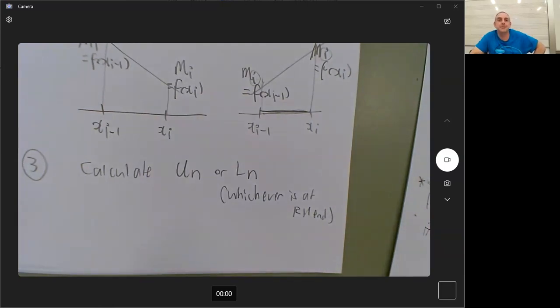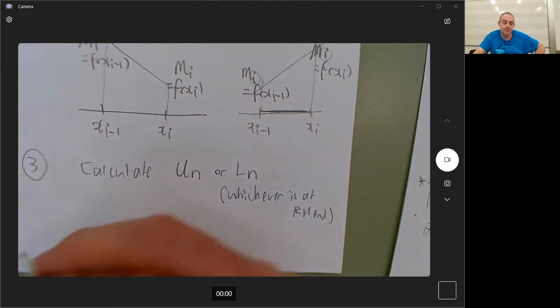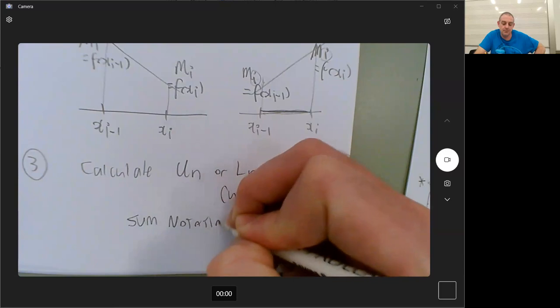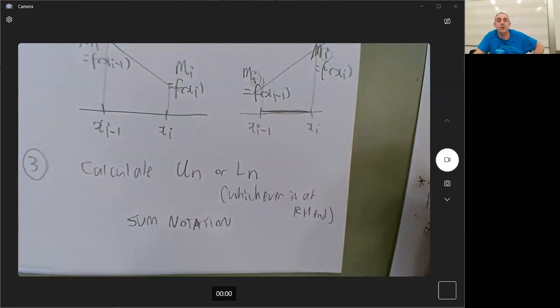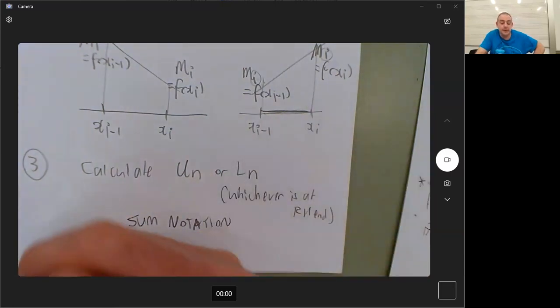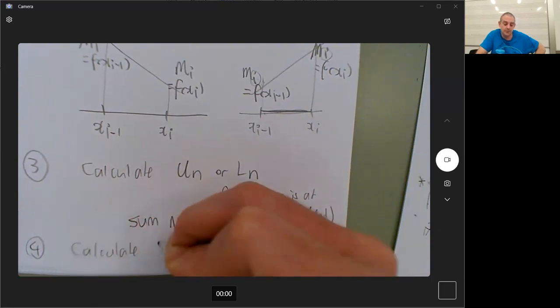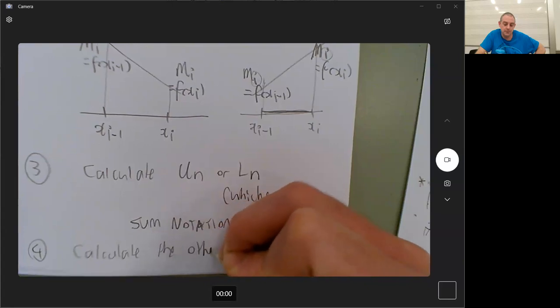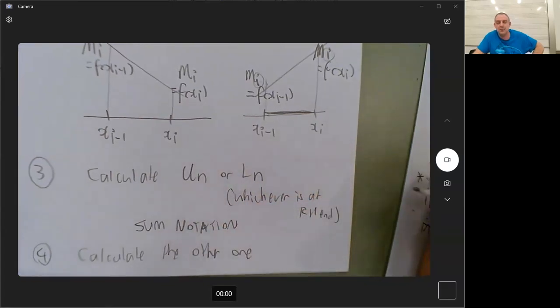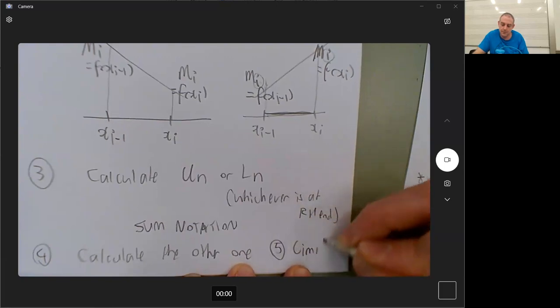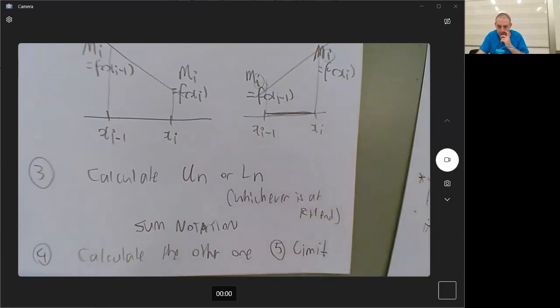There is, and we will get to that. And this will use sum notation. And you will have to use various sum notation things. And then step 4 is to find the other one. And step 5 is to write down the integral. Like you've got to do a limit or something. Step 5 is do the limit.